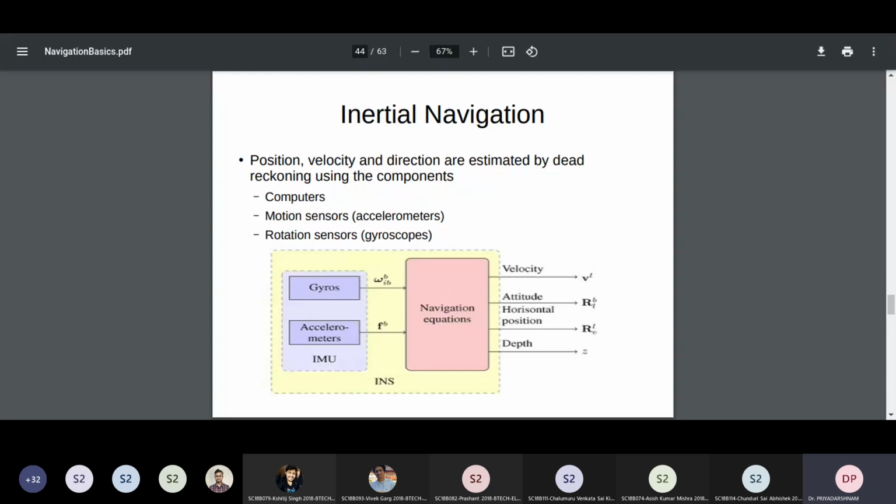Sir, what is IMU? Inertial measuring unit. They measure inertial parameters. Inertial parameters are your rotation rate and acceleration. An inertial navigation system is together with the IMU and computers and the equations, you are getting the navigation solution. This complete system is called the inertial navigation system. Inertial, because the inertial parameters are rotation rates and accelerations.